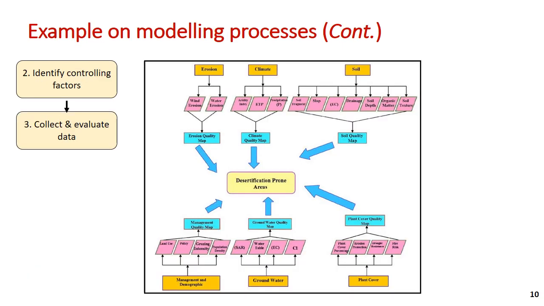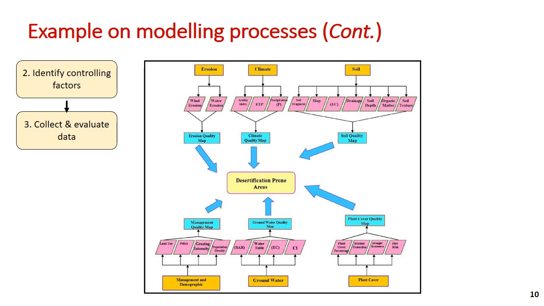After identifying the problem, we move to the second step, which is identifying the controlling factors. What they did in this study was look at all the factors that may lead to desertification, and then they collected data on these factors. They know that desertification involves, for example, 6 different factors, as shown in this conceptual map. So they collected data about erosion, like wind erosion and water erosion, and that gave them the erosion quality index.